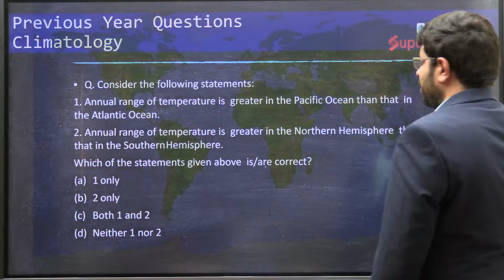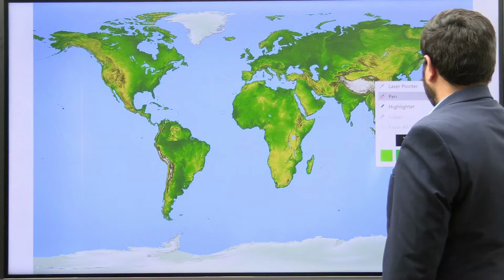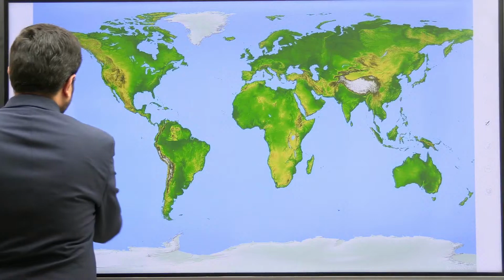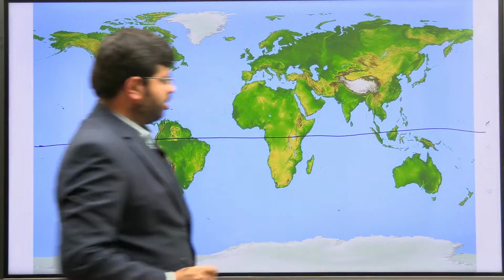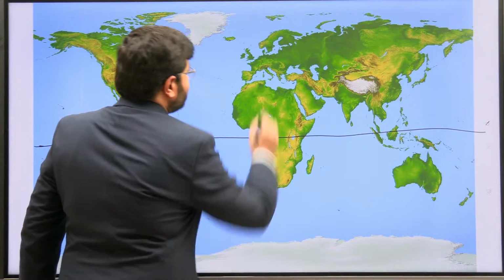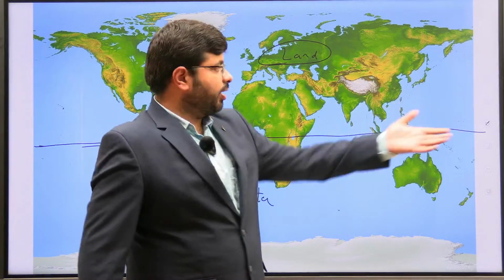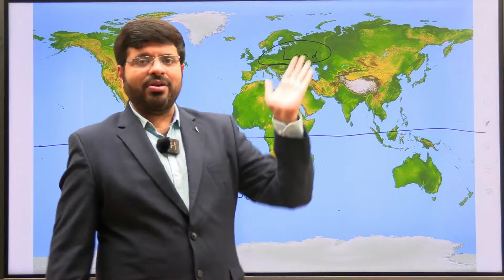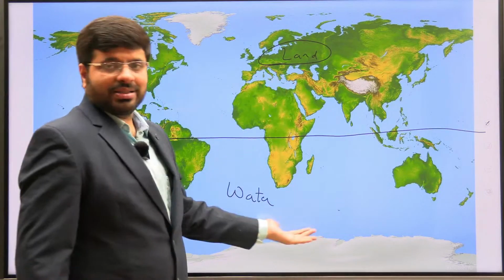So what is the concept here? When you talk about the equator, you can see this is the equator. The southern hemisphere is dominated by water, with a decent amount of land here. Land heats up rapidly and cools rapidly, so in the daytime the land is heated up more than the water. So generally the range would be higher in the north and lesser in the south.